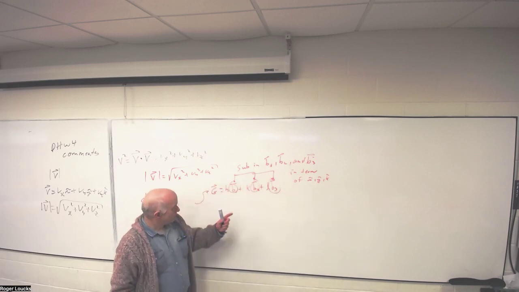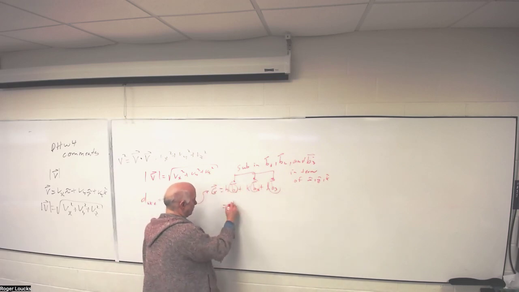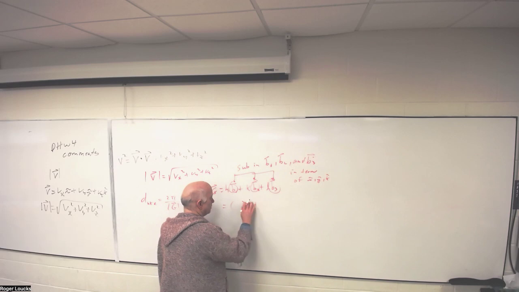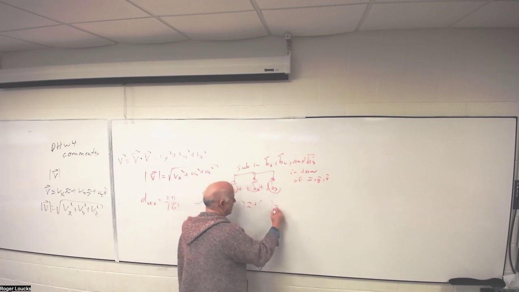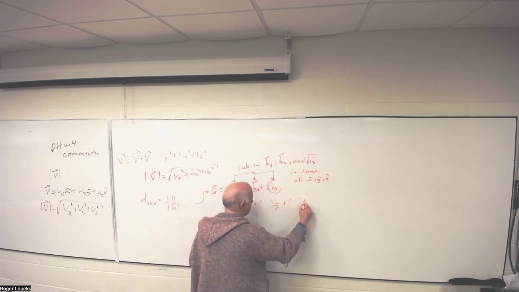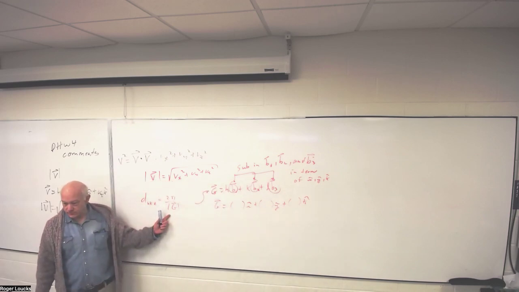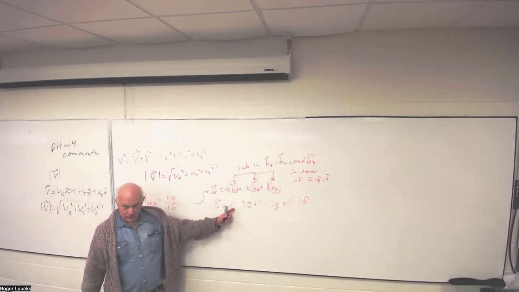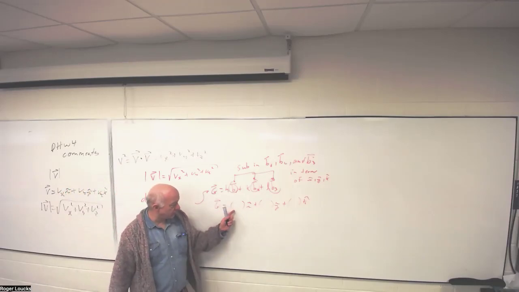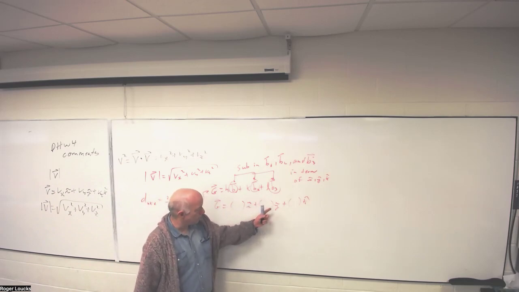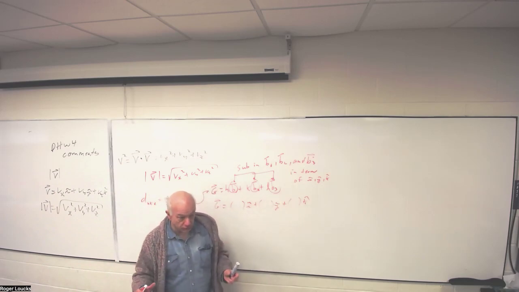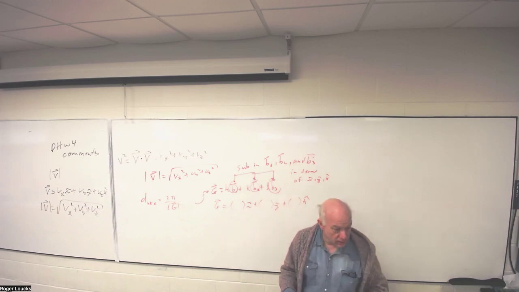Then once you get this, you're going to have some stuff i hat, some stuff j hat, some stuff k hat. And what goes in for this then? Okay, it'd be the square root of that. So it'd be this stuff squared plus this stuff squared plus this stuff squared, square root of all that. That makes sense? That's what you do with that.